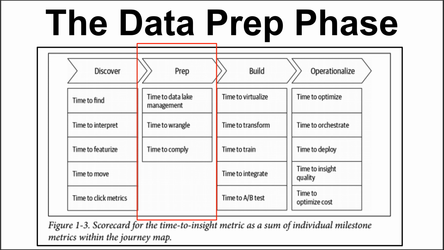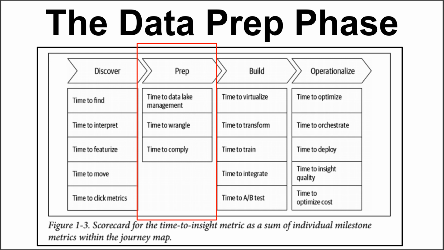Time to find, time to interpret, time to featurize. And this is really how the book is structured. Each metric is a chapter that you can then say, okay, if this is where I'm spending most of my time. So if you're a big organization, time to find itself is your biggest enemy.